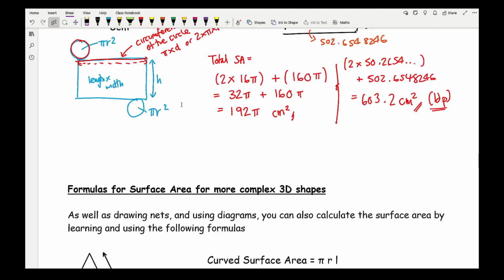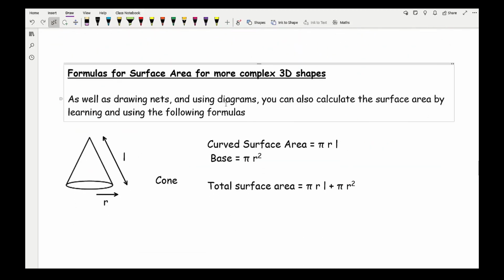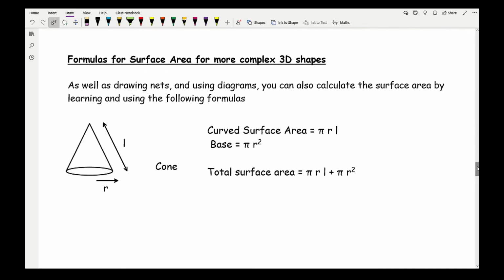So let's have a look at this. Like we talked about, there are more complex 3D shapes that tend to be more GCSE, and drawing the nets of these shapes can be a little bit more complex. So as well as drawing the nets using diagrams, you can also calculate surface area by learning and using the following formulas. So here what we've got is a cone.